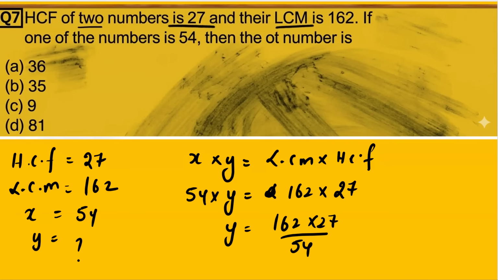We know that 162 divided by 54 gives 3, and then 27 multiplied by 3 gives 81. So our option is going to be D. Okay, so I hope it is very clear.